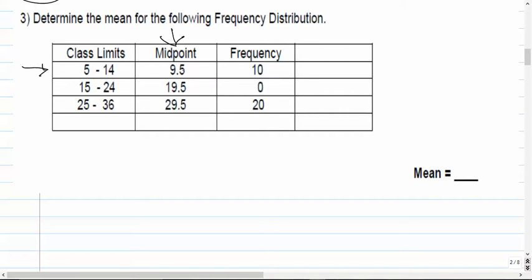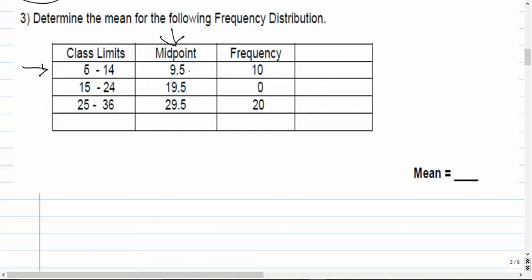In other words, if you calculate the midpoint, 5 plus 14 is 19 divided by 2 is 9.5. 15 plus 24 divided by 2 is 19.5. 25 plus 36 divided by 2 is 29.5. So again, when you're not given the data, oftentimes you represent the data in a particular class limit by the midpoint, or if you want to think of it as another way of calculating an average. So you just take the midpoint, you add the two endpoints together and divide by 2.